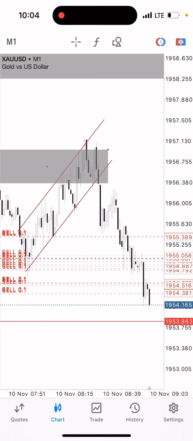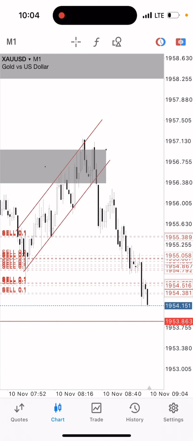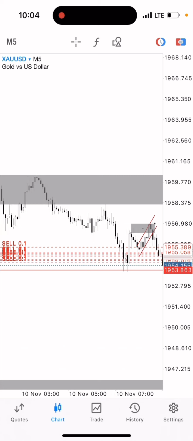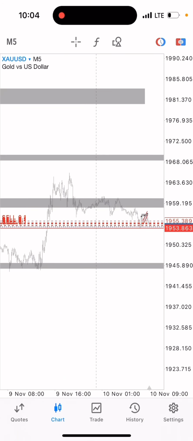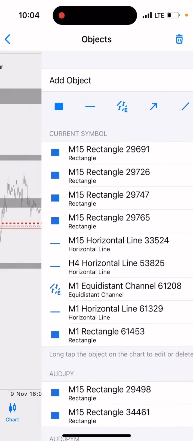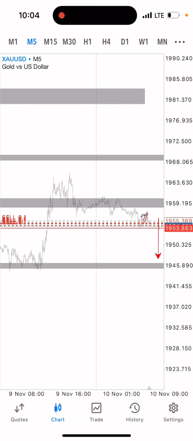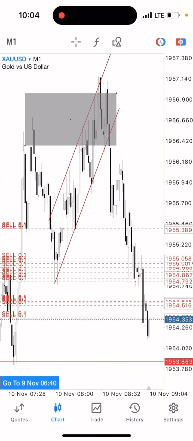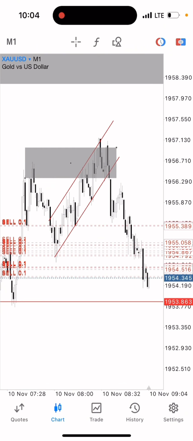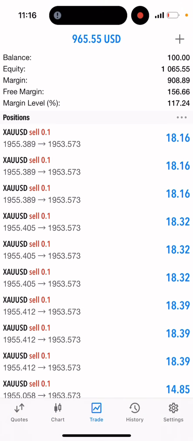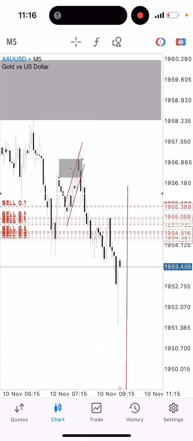As it keeps dropping, we'll keep adding more positions. It is approaching our take profit one now, and then our big level which we are targeting is below here. So guys, my trade is now earning about $900 profit right now. Let's check the chart.